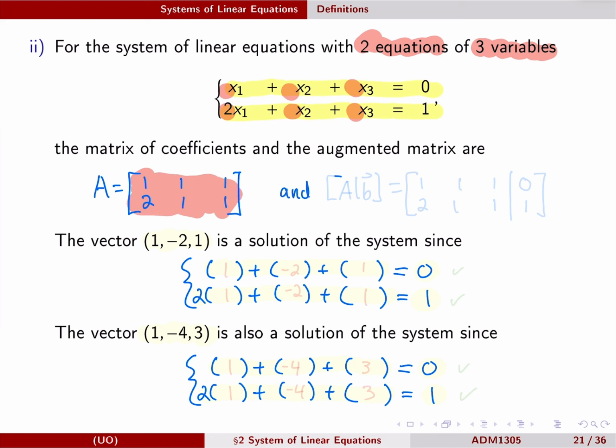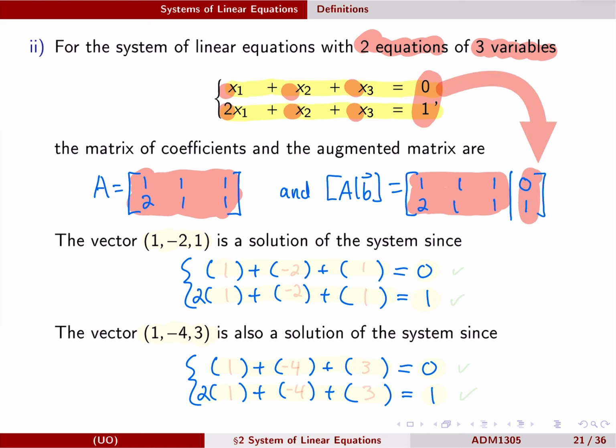And for the augmented matrix, A augmented by B, I like to recopy my coefficient matrix quickly but carefully. And then there's an extra column with the 0 and the 1 coming from the constant terms of my system. And that new matrix is a 2 by 4.